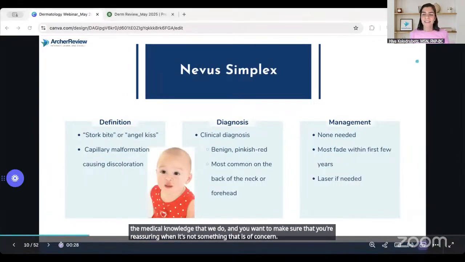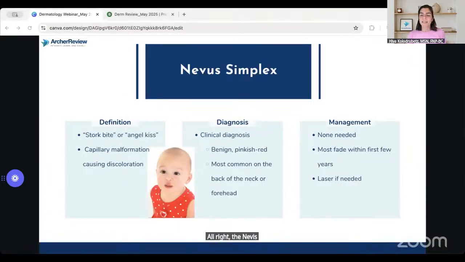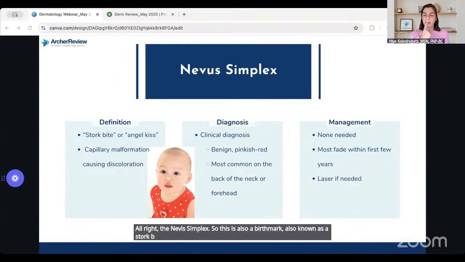All right, the nevus simplex. This is also a birthmark, also known as a stork bite or angel's kiss. You can see it on the upper lip of this child in this photo. These are also benign. Typically, they'll be flat and pinkish red, and they'll have little feathery borders. Typical area is really this upper lip, but you can also find it on the back of the neck and on the forehead. It could really appear anywhere on the body, but those are the most common places.